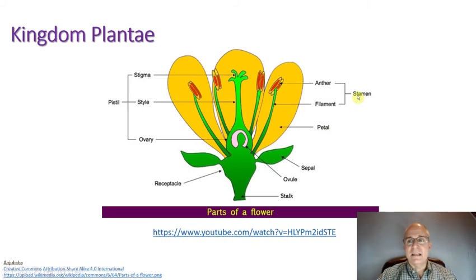So the stamen, and notice it has the word men in it, so this is kind of a nice way of remembering that this is the male portion of the plant that's going to make the pollen. The stamen is made up of the anther, which is where the pollen is made and stored, and the filament, which is going to be suspending the anther up off of the rest of the flower.